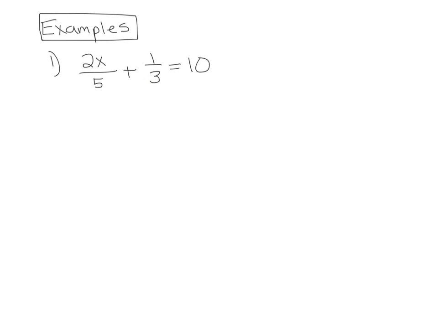All right, next step is find the lowest common denominator. So between 5 and 3, what can they both turn into? The lowest number they can both turn into is 15.